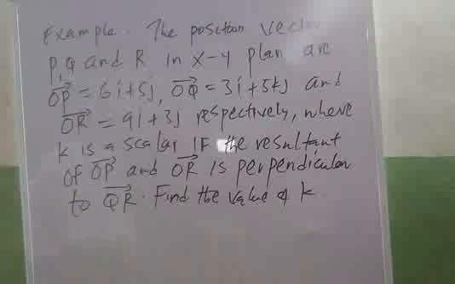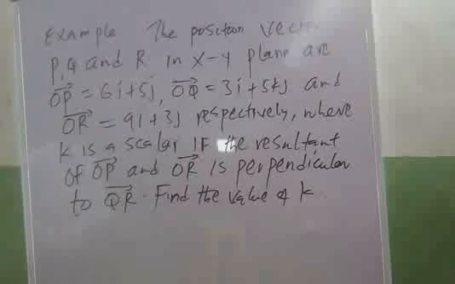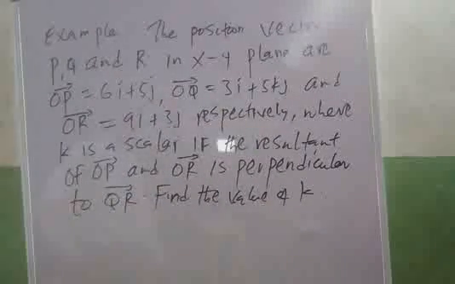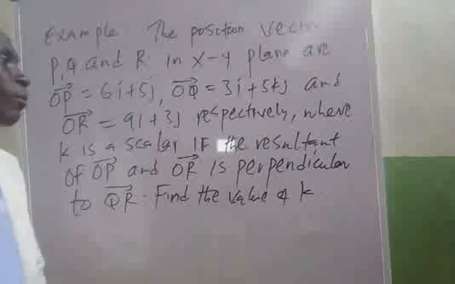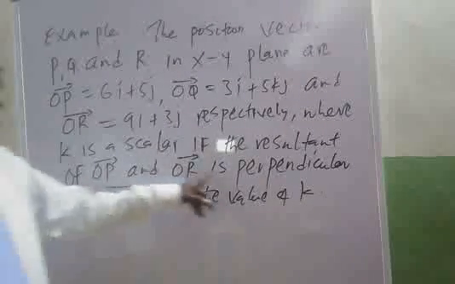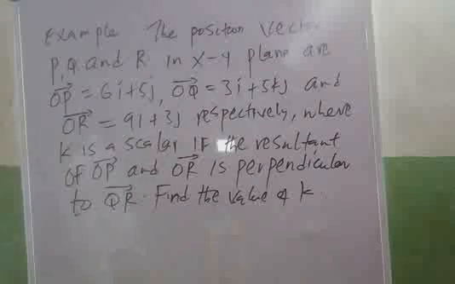Now let's look at this example. The position vectors OP, OQ and OR in the XY plane are OP is equals to 6i plus 5j, OQ is equals to 3i plus 5kj, and OR is equals to 9i plus 3j, respectively, where k is a scalar quantity. If the resultant of OP and OR is perpendicular to OQ, find the value of k.